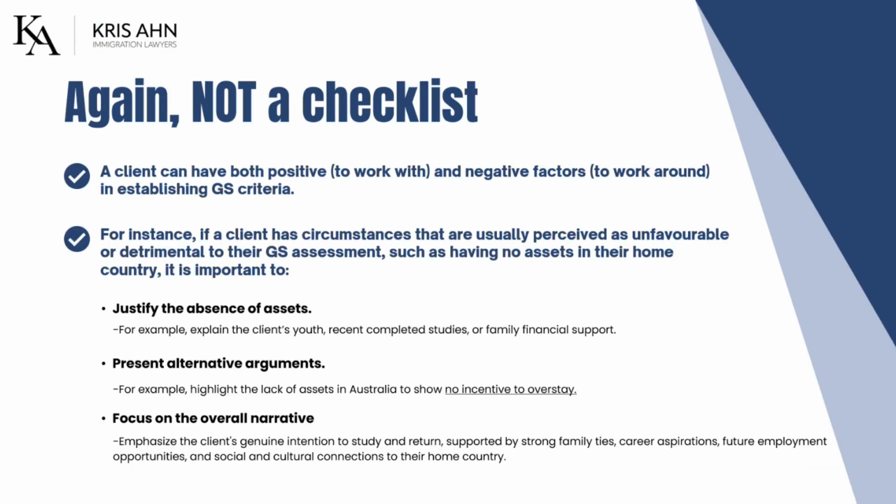Again, this is not a checklist. A client can have both positive factors to work with and negative factors to work around in establishing GS criteria. For instance, if a client has circumstances that are usually perceived as unfavorable or detrimental to their GS assessment, such as having no assets in their home country, it is important to justify the absence of assets. For example, explain the client's youth, recently completed studies, or family's financial support. If the person is not financially strong himself, he can provide evidence that his family is financially solid and can support him during studies, and why they want to go back.